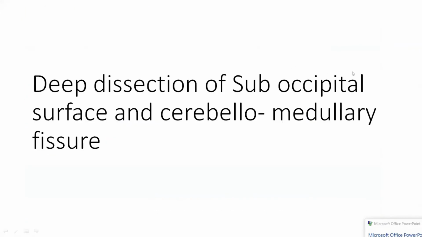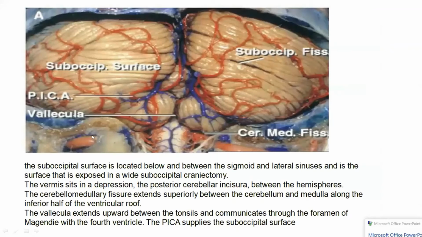Now, regarding the deep dissections of this surface, whenever you dissect the suboccipital surface, for example, in a suboccipital craniectomy, the deeper structures that we'll be seeing will be seen in the following diagrams, and we have also the relation of the cerebellomedullary fissure to this. So this is the suboccipital surface that is located below and between the lateral and the sigmoid sinus, and it is the surface that is actually exposed in a wide suboccipital craniectomy.